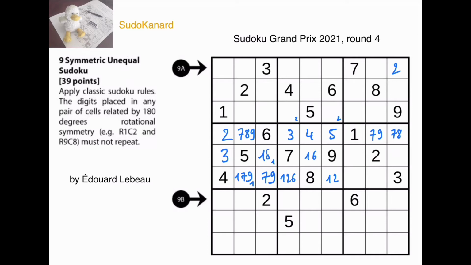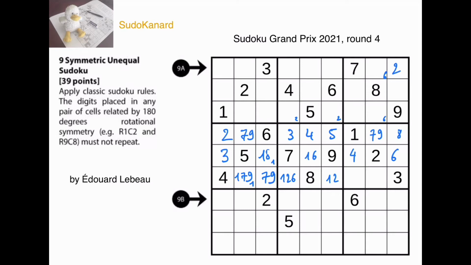We need a 4 on this row. It would go here or there. 6 and 6. We get a 6 in one of those cells. And with this, we get a 6 here, which pushes 4 into the other cell. And now 8 can only go here in this box.